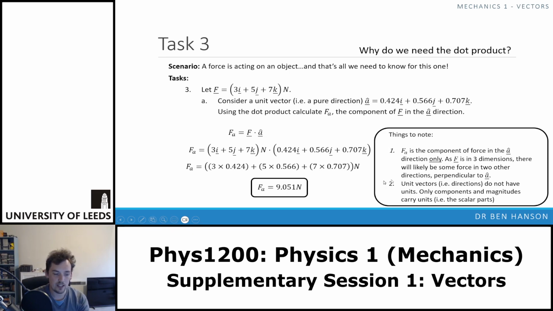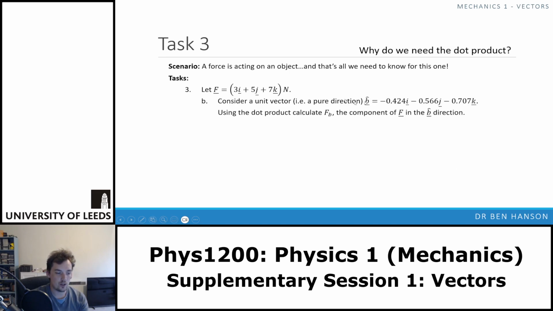And just to reiterate here, unit vectors, i.e. directions, don't have units. Only components and magnitudes carry units, i.e. the scalar part. So that's why this has units and this doesn't. This doesn't even have meters, it's just a direction. It's a unit vector.